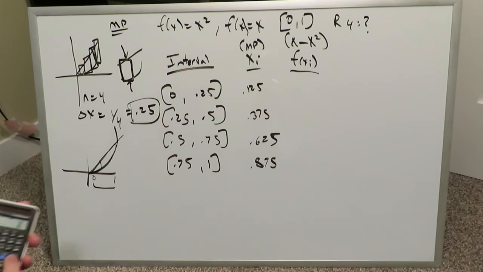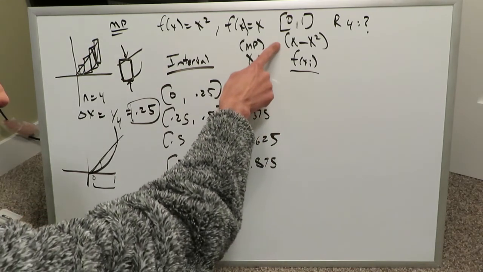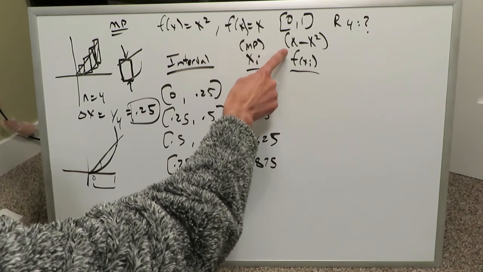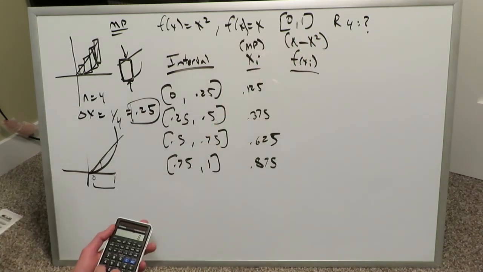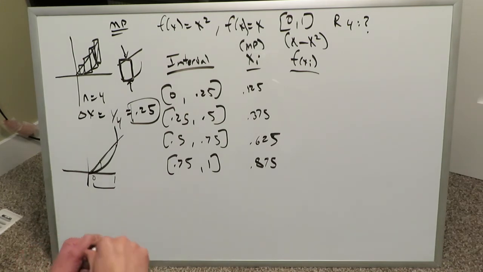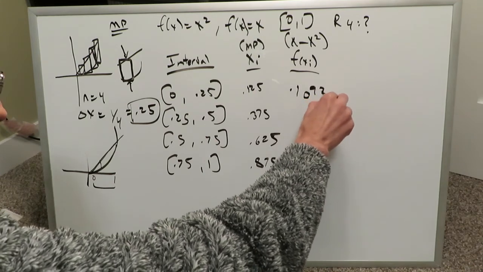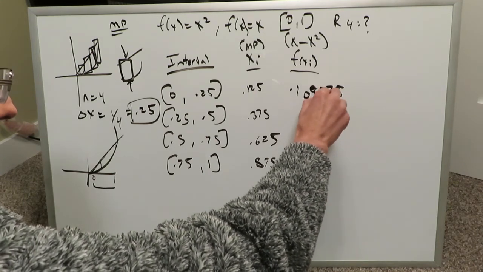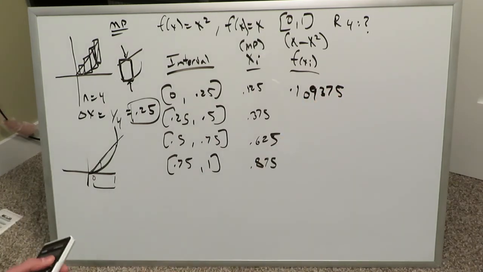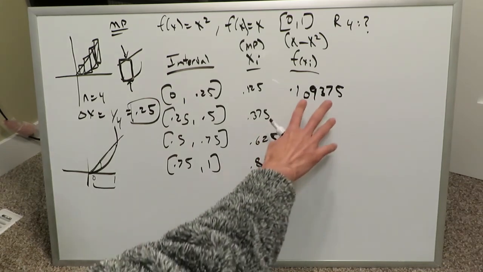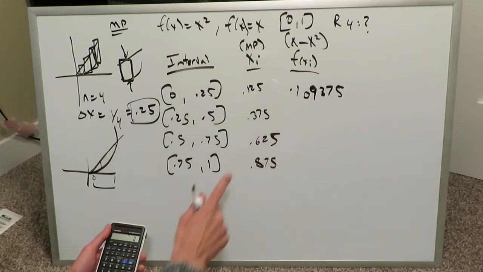0.125 minus 0.125 squared. Here I'll start posting in decimal values. Remember, this right here is our f of x i: x minus x squared. So we'll do 0.125 minus 0.125 squared, and I get 0.109375. In the end we can use the integration procedure to find the true value, and we can compare our calculated value to the true value.